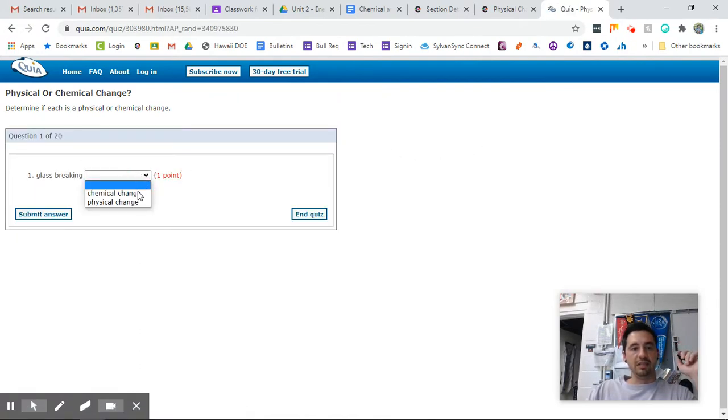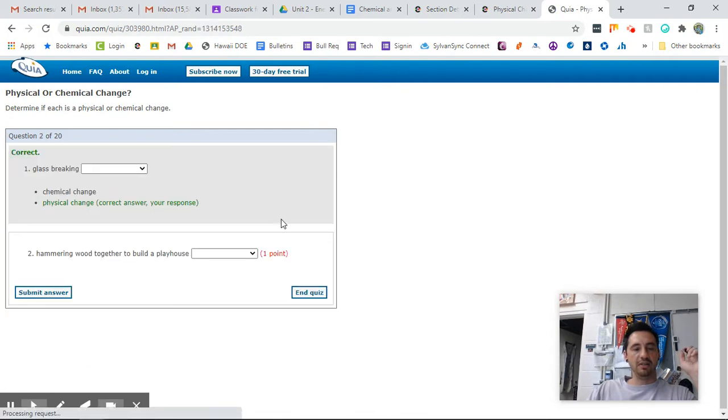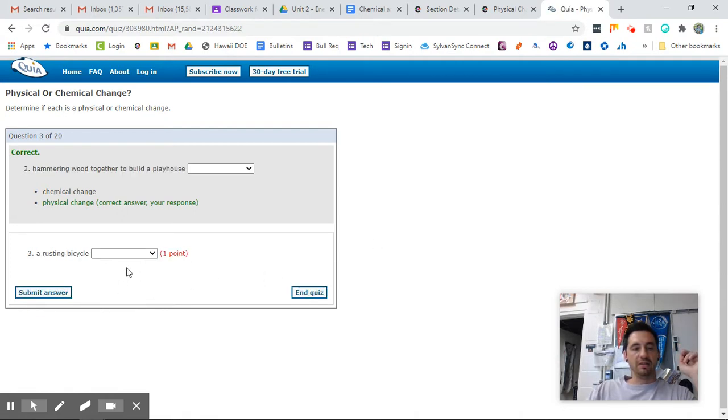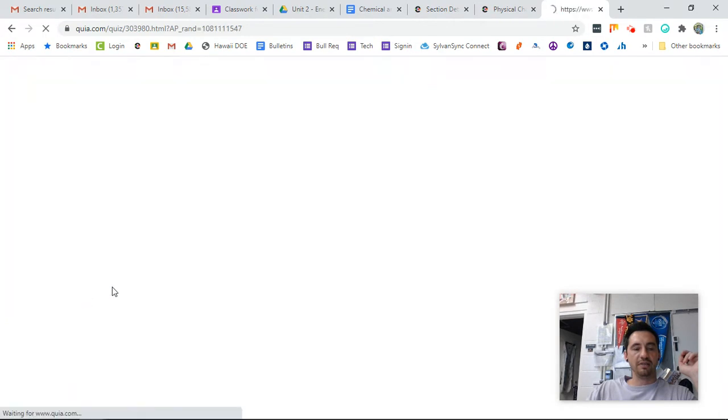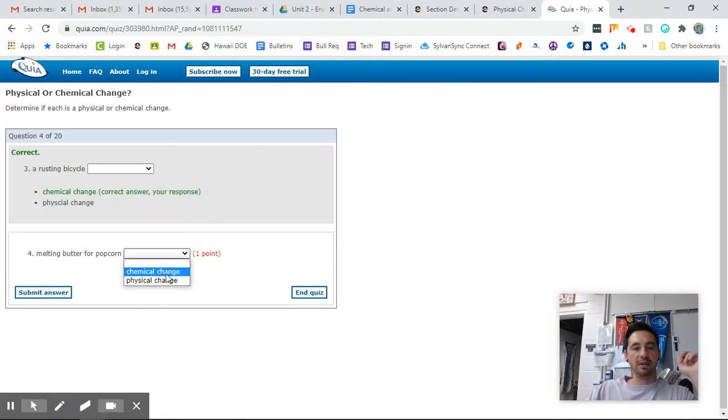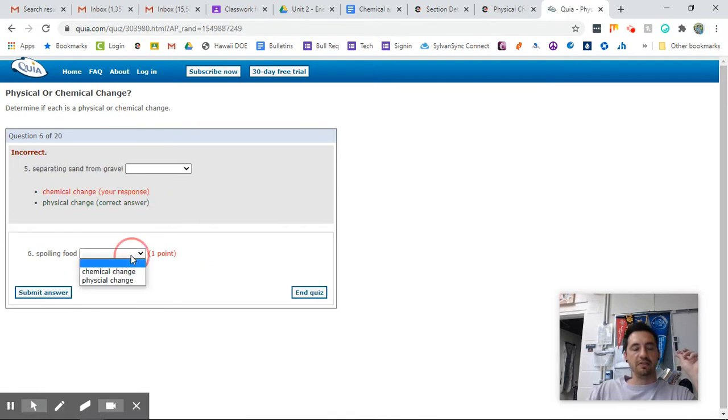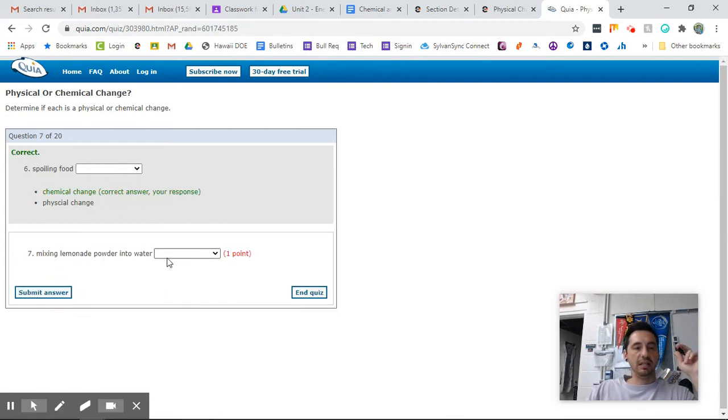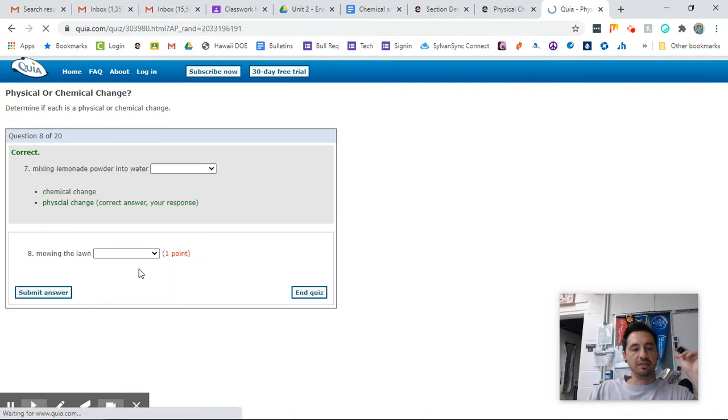Glass breaking, that is a physical change. Hammering wood together to build a playhouse, physical change. Rusting a bicycle, that would be a chemical change. Melting butter for popcorn is a physical change. Separating sand from gravel is a physical change. Spoiling food is actually a chemical change. Mixing lemonade powder into water, physical change. Okay, we're not actually changing the lemonade, we're just mixing it in water.